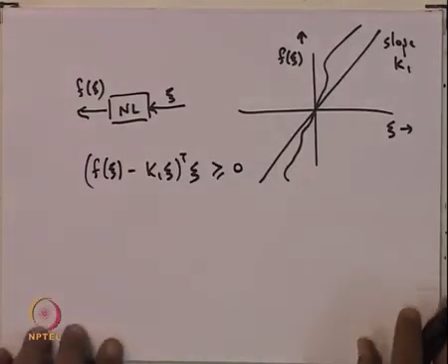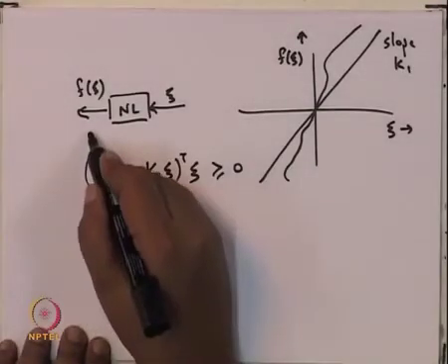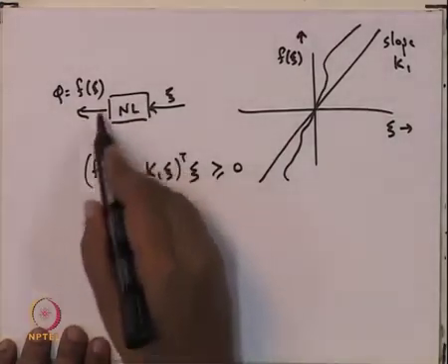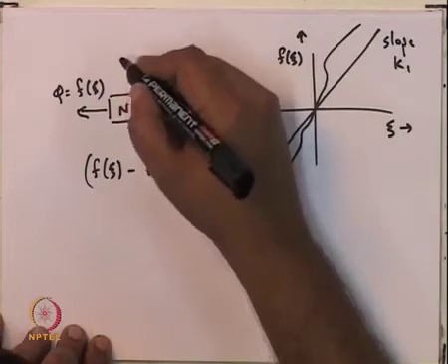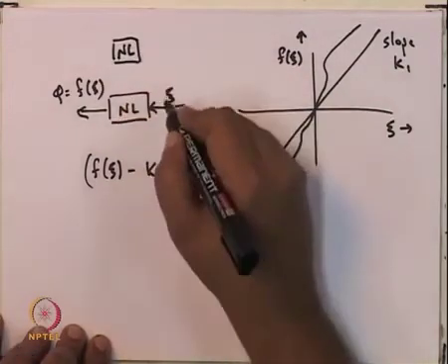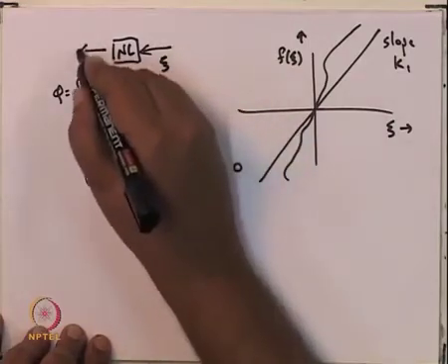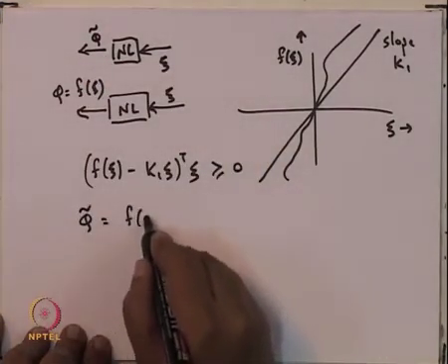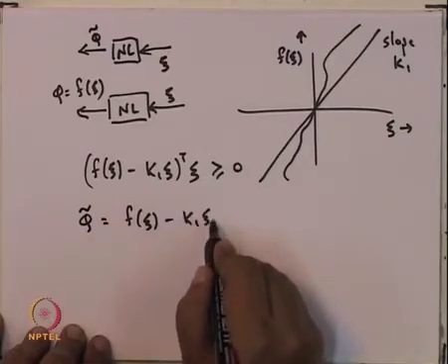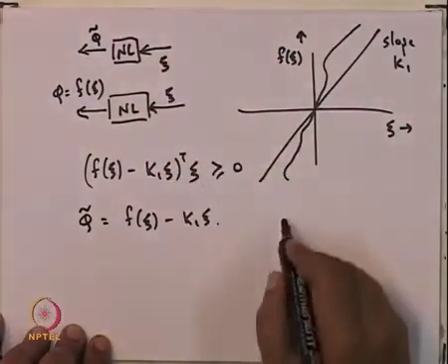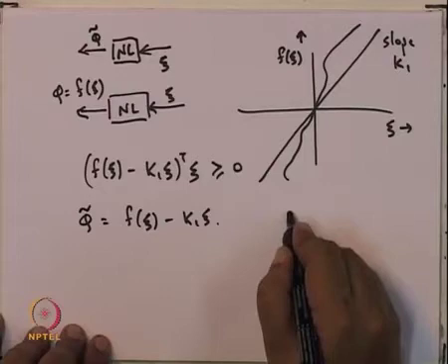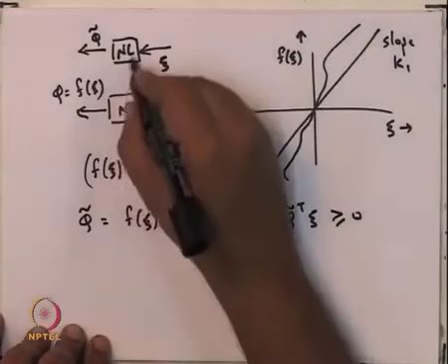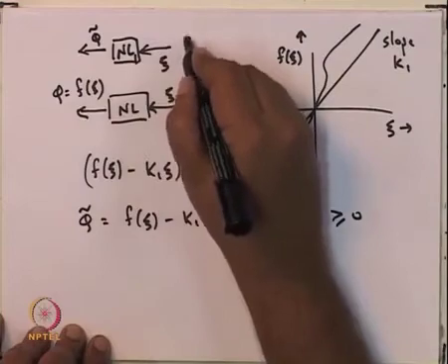Okay. Therefore, now if you think of a new nonlinearity which has the same psi as the input, but it has phi tilde as the output, where this phi tilde is really f of psi minus k1 psi, then this new nonlinearity will have the property that phi tilde transpose psi is greater than or equal to 0, and therefore, this new nonlinearity, let me call it NL1, is passive.